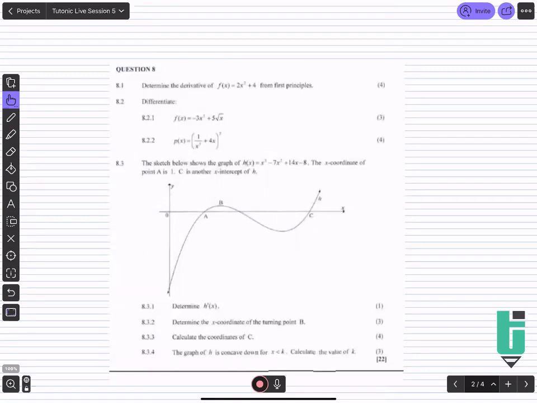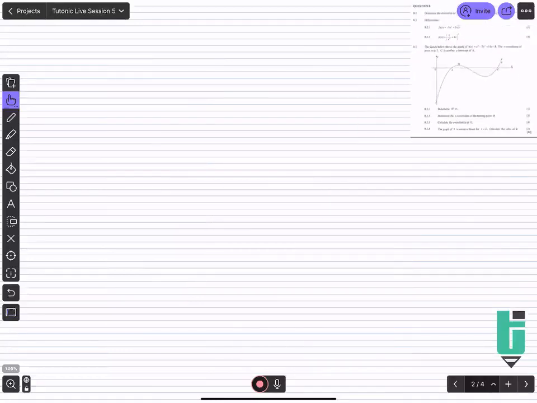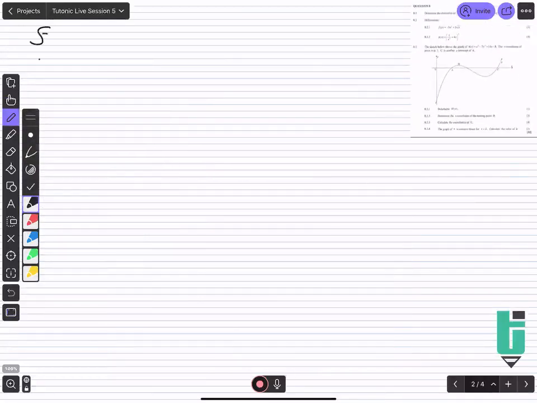Determine the derivative of 2x squared plus 4 from first principles. Does anybody want to give it a go? You substitute x plus h wherever there's x in the equation. Right. So do you want to do that for me? Okay, so 2 into x plus h squared plus 4.